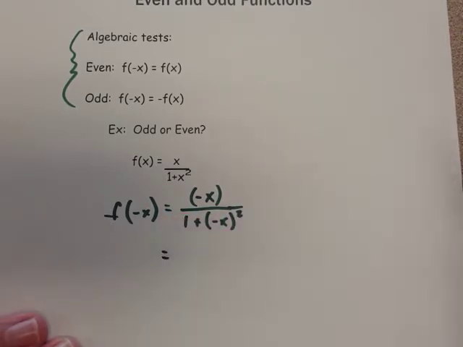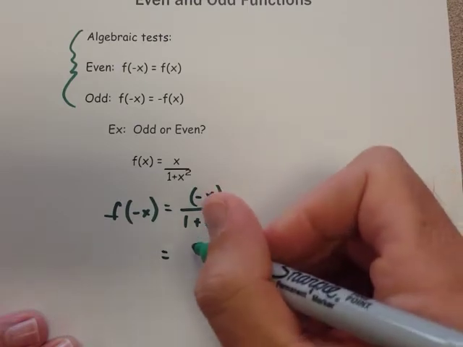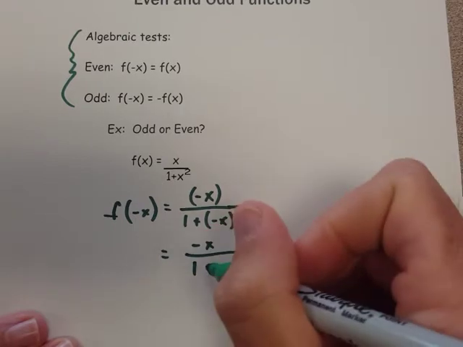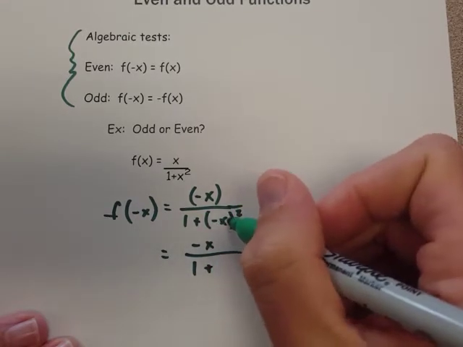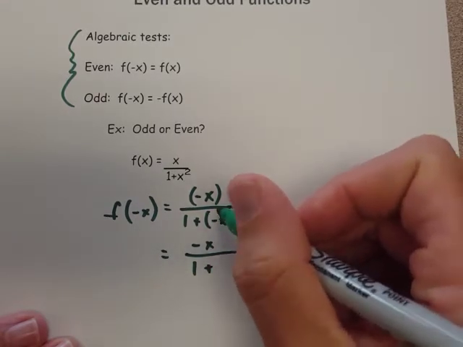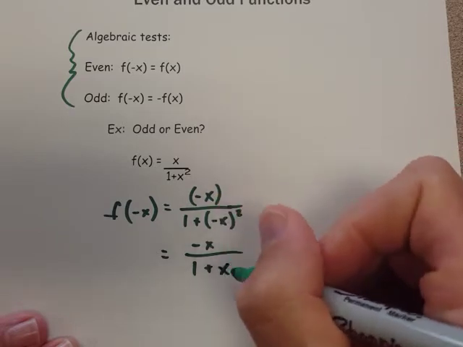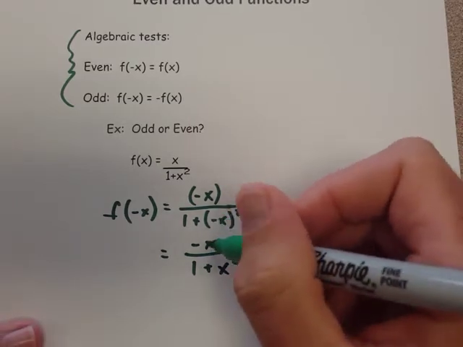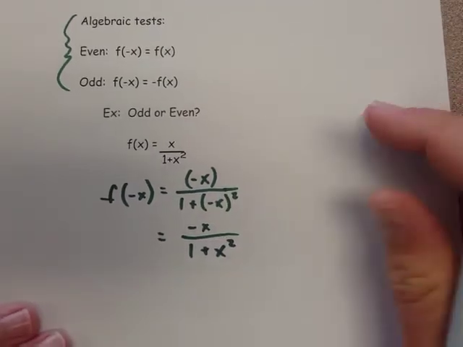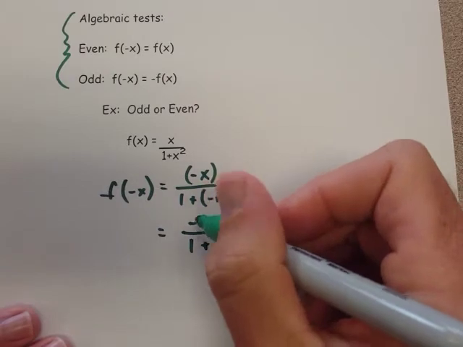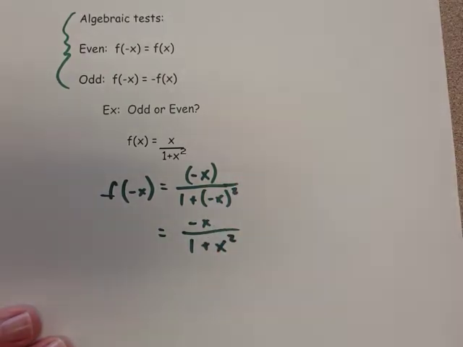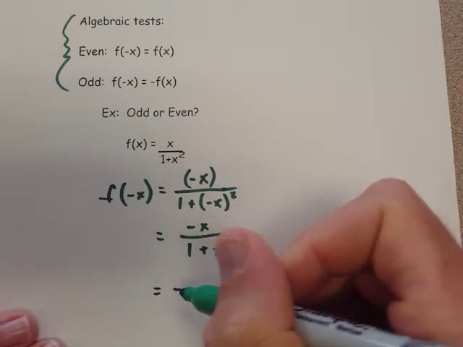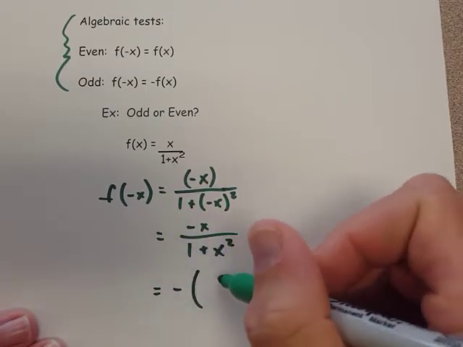On the top, we can take away those parentheses, it's just negative x. On the bottom, we've got 1 plus negative x squared. When you square a negative, if the negative is inside the parentheses, then it just turns into a positive. So it's just 1 plus x squared. Now I've got this expression. Since the top is just one term, I can take that negative and move it out into the front. I can place that negative on any piece that I want to here.